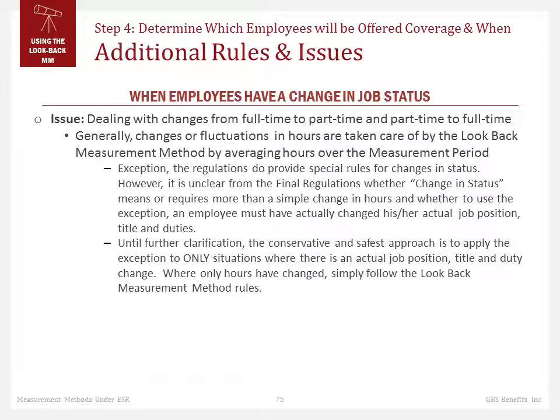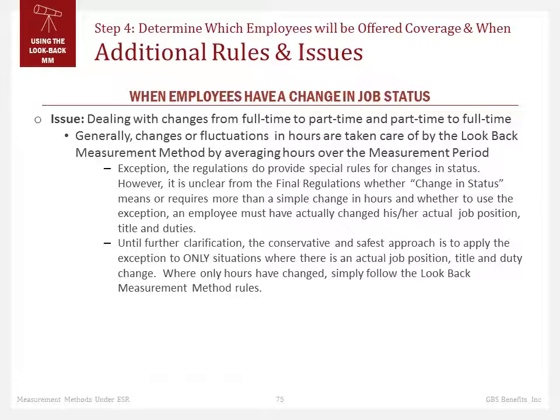Okay, the other rule that we want to talk about really quickly, and we're almost out of time, just so you know we're almost finished, is when employees have a change in job status. So I don't even like talking about this in some ways, because I think it gets some people confused. So it's really, really important that you understand the distinction here.